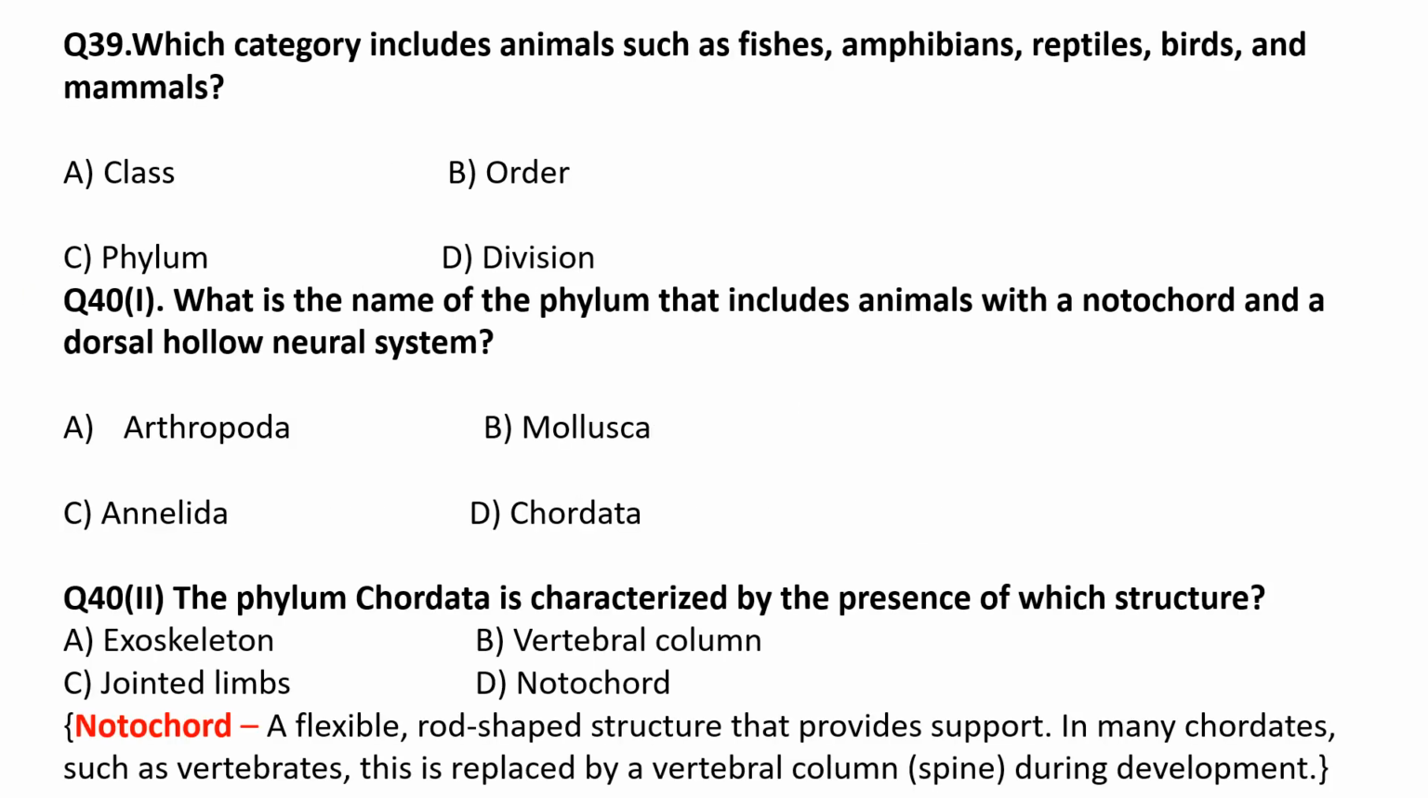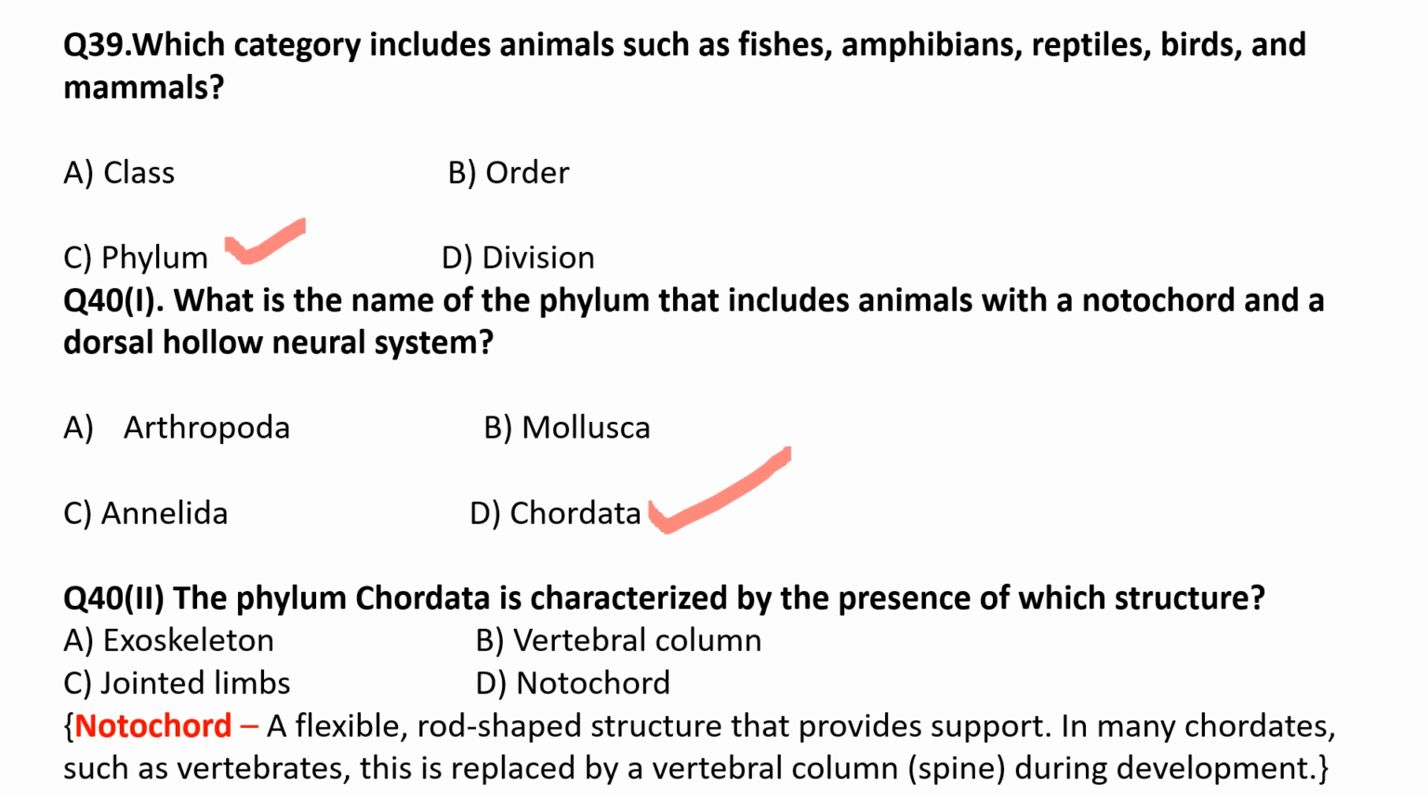Which category includes animals such as fishes, amphibians, reptiles, birds, and mammals? It is phylum. What is the name of the phylum that includes animals with a notochord and a dorsal hollow neural system? The answer is Chordata. Chordata is the name of the phylum that includes animals with a notochord and a dorsal hollow neural system.